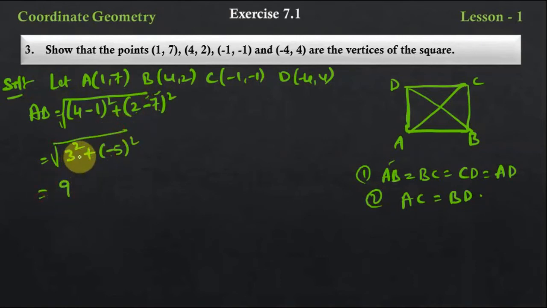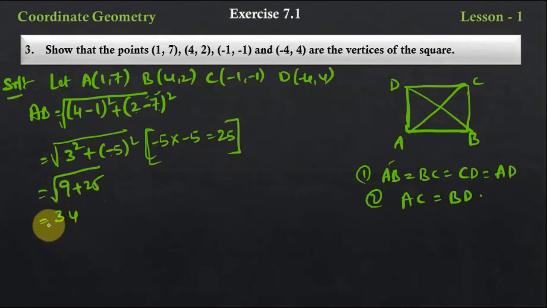this will become how much? 3 square is 9, and minus 5 whole square will become positive 25, isn't it? Minus 5 whole square means what? Minus 5 we should write two times, square. Minus 5 into minus 5, minus into minus will become plus. 5 into 5 is 25. So this is plus 25 under root. When we add these two, how much do we get? 34, square root of 34. So this is the value of AB.